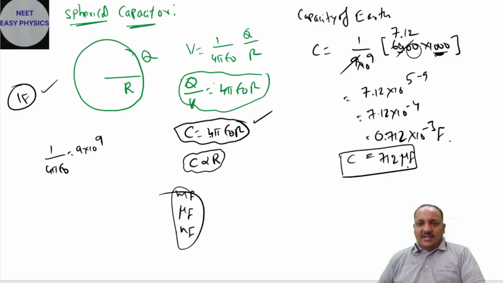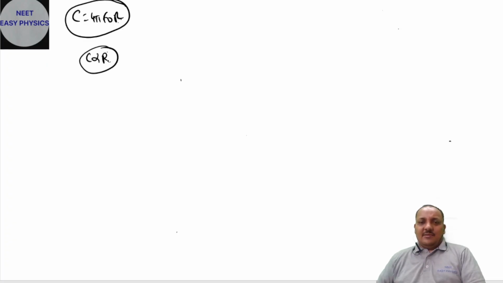So this is the spherical capacitor formula. C is equal to 4 pi epsilon naught R. So how are they going to ask the question? If the radius of the spherical capacitor is doubled, what happens to capacitance? See, directly proportional. If it is doubled, capacitance also will be doubled.